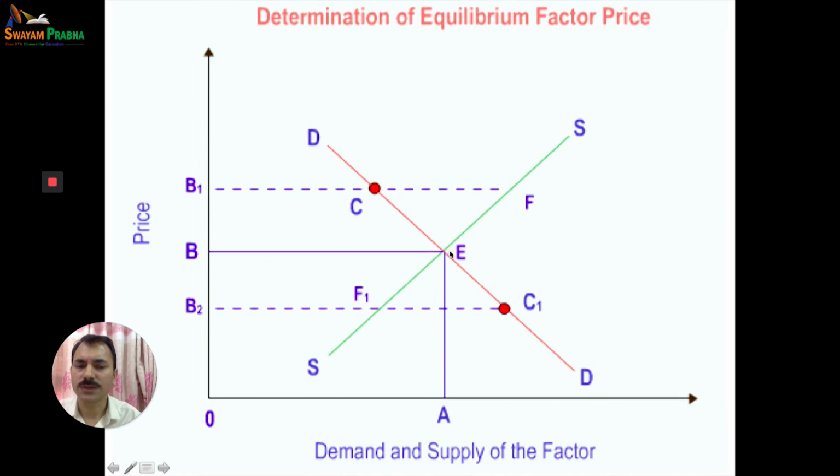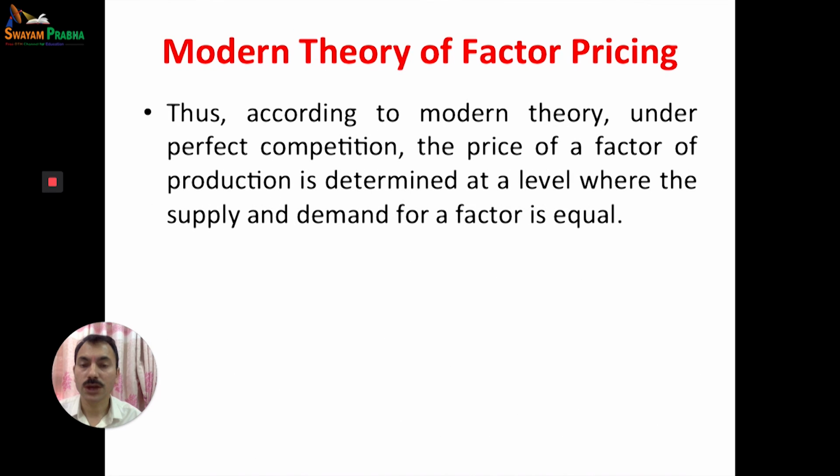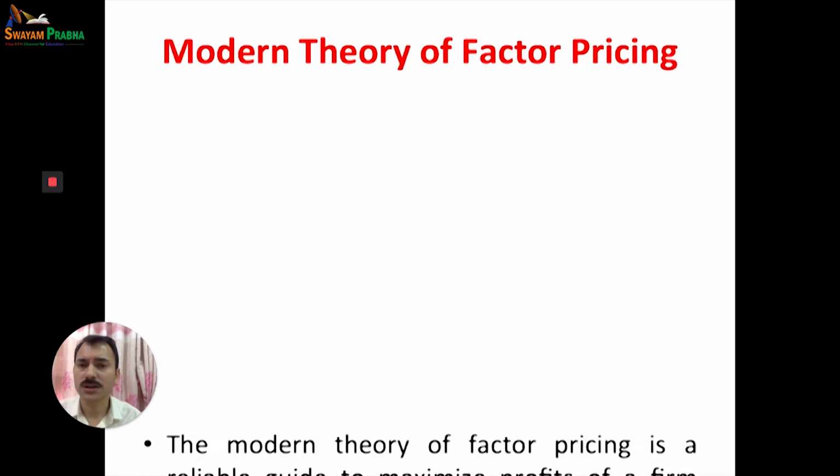The market forces will be here, and this is the point of determination of the wages or the price of the factor of production. So demand and supply play a very important role as per the modern theory of marginal productivity. The point where demand for the factor and supply of the factor intersect each other will be the point of determination of the price of the factor of production, whether land, labor, or capital. According to modern theory, under perfect competition, the price of a factor of production is determined at the level where supply and demand of the factor are equal.